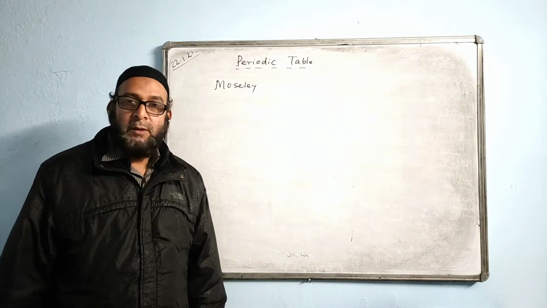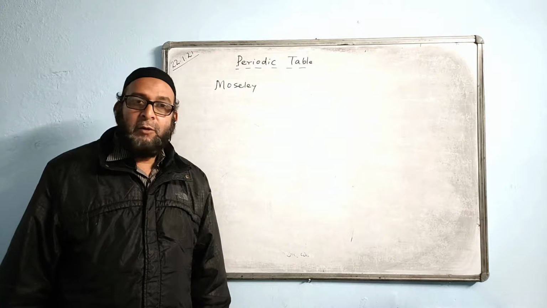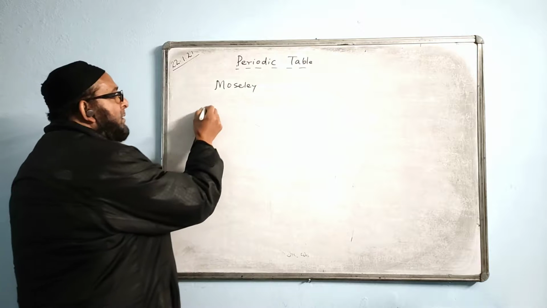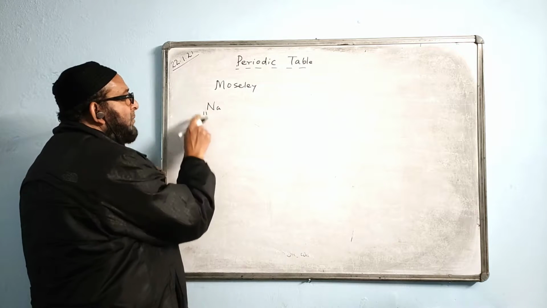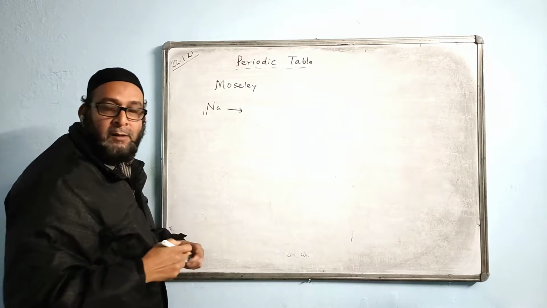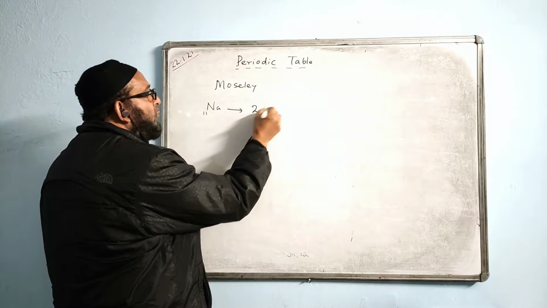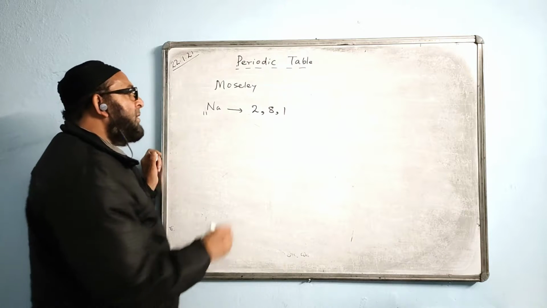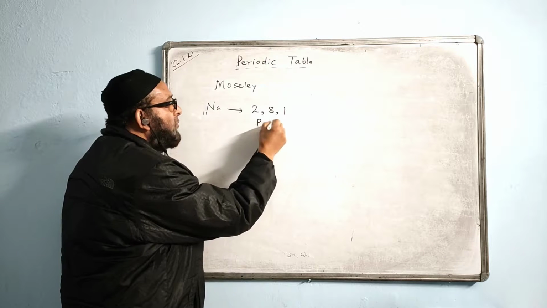How do we find the location of an atom or an element in the periodic table? It is done like this. Suppose we have sodium, 11. We see the atomic number, not the mass number, because it is based on the atom. First we write the electronic configuration: 2, 8, 1. How many shells are used here? 1, 2, 3. So this belongs to period 3.